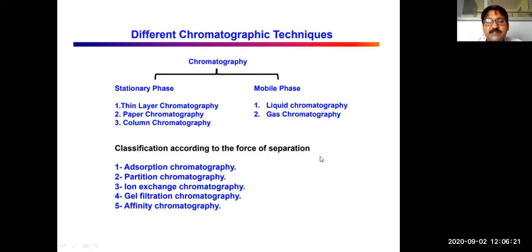Classification according to the force of attraction. Adsorption chromatography, which means it will be on the surface. Partition will be based on the partition coefficient, based on the solubility. Partition coefficient you have studied in adsorption phenomena, right? Ion exchange chromatography, gel filtration chromatography, and then affinity chromatography.